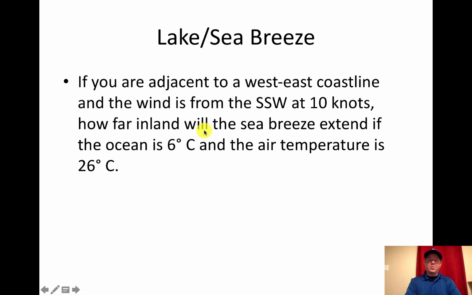So how far inland will the sea breeze extend if the ocean is 6 degrees Celsius and the air temperature is 26, all right? So the ocean's colder. It's definitely got a sea breeze component, but we're not using the full 10 knots. We have a 20-degree difference. The delta T is 20, but we're not using 10 knots here. We're using 8.5 knots, all right? So the answer is about 13 to 14 miles.